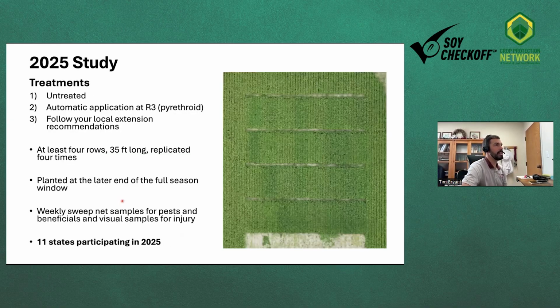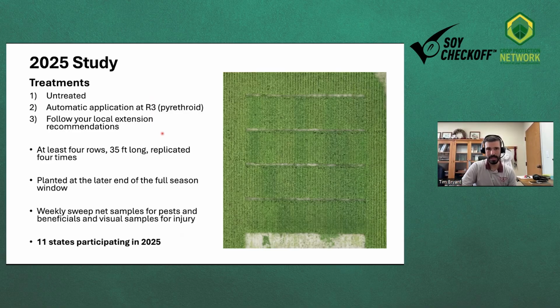So this was the study design that we used to address that. It was just 3 treatments, 1 untreated, the second being an automatic application at R3 of a broad spectrum pyrethroid. This is the most common time for a grower to go out and spray a fungicide. So that's often when that insecticide gets thrown in the tank as well. And then the third treatment is just following your local extension recommendations.